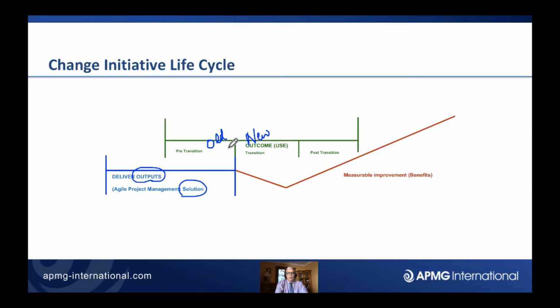We move on to the new way of working, which is doing video consultation or working from home. And when we do change from the old to the new, we will deliver some measurable improvements called benefits. So they're the terms that we would come across in a traditional change initiative life cycle.